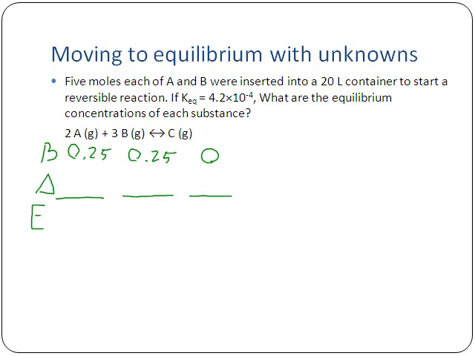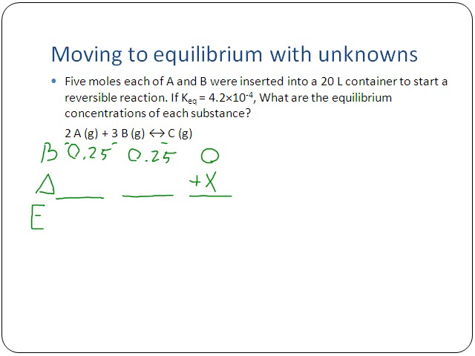And so what we're going to do is call the change x for one of these substances. In this case, A has a coefficient of 2, B has a coefficient of 3, C has a coefficient of 1. Since C has a coefficient of 1, we're going to call the change in C x. Now, since this reaction starts on the left because we have 0.25 of both of them to start with, we can set this up this way. It's going to go from left to right. That means this is going to be positive x.